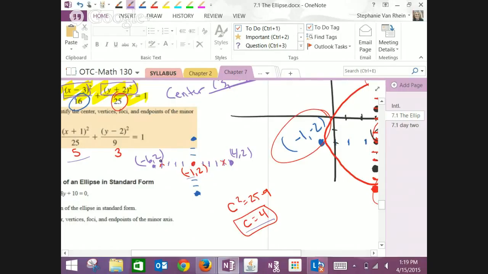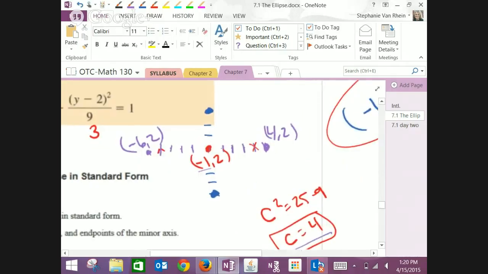I can take 5 minus 1 and get 4. Sorry, minus 1 plus 5 or minus 1 minus 5. If I go to the right, I'm adding. If I go to the left, I'm subtracting. Right? Minus 1 minus 5 is a minus 6. Minus 1 plus 5 is a positive 4.